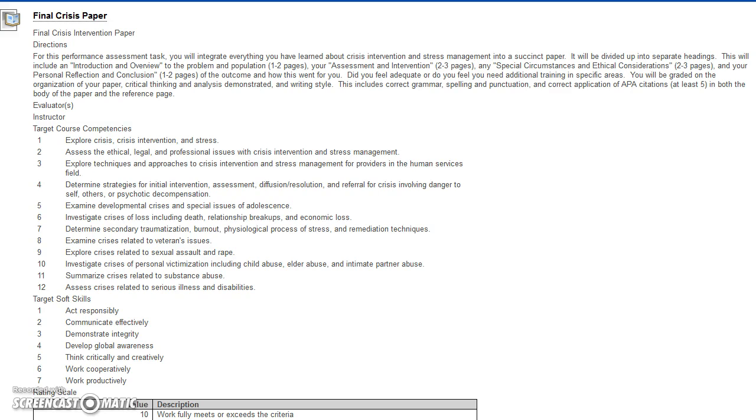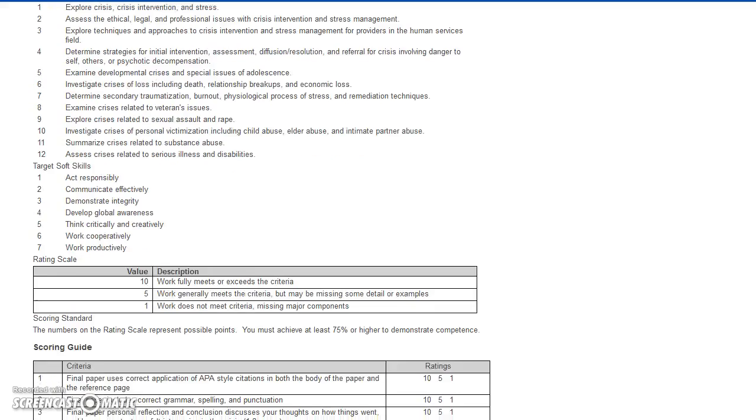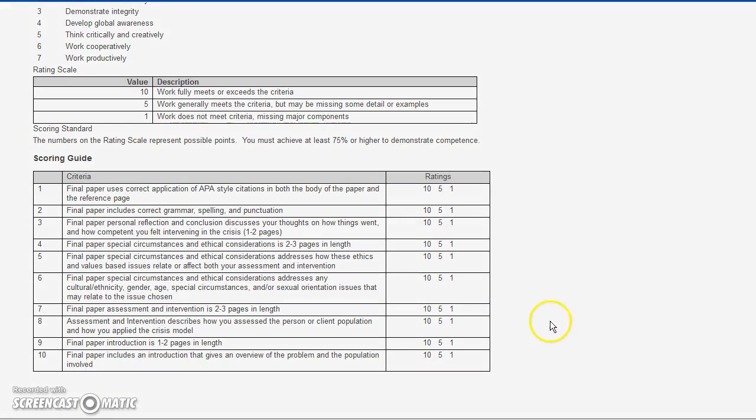You will be graded on the organization of your paper, critical thinking, analysis demonstrated, and writing style. Pay special attention to correct grammar, spelling, punctuation, and of course the correct application of APA citations. And note that here it says you have to have at least 5 APA citations, both in the body of the paper and the reference page. Let's scroll down and look at the scoring guide. What will I be looking at when I'm grading these papers?